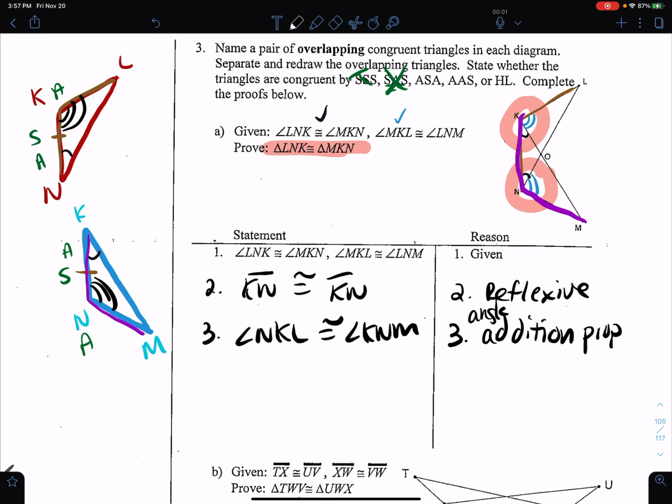So then we've done it. We have an angle and we have a side and we have another angle. So we've proved that triangle LNK is congruent to triangle MKN, and we've done that by using the angle side angle rule.